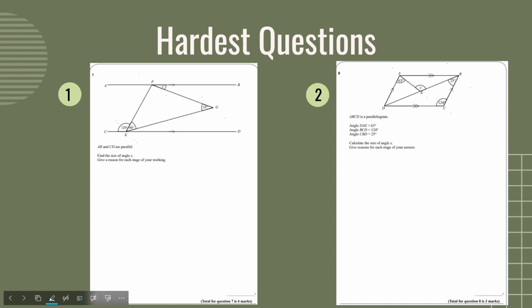Here now are probably some of the hardest exam questions you'll be asked on angles in parallel lines. Have a go, pause the video and unpause. So, our first question says AB and CD are parallel. Find the size of angle X and give a reason for each stage of your working.